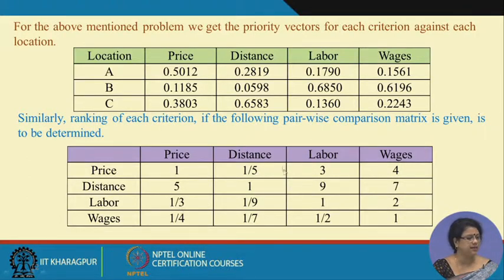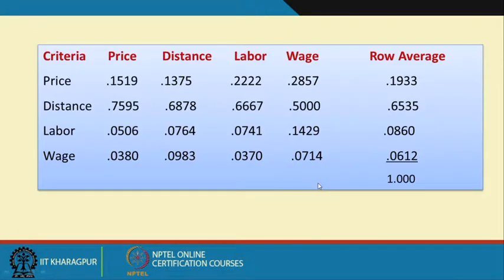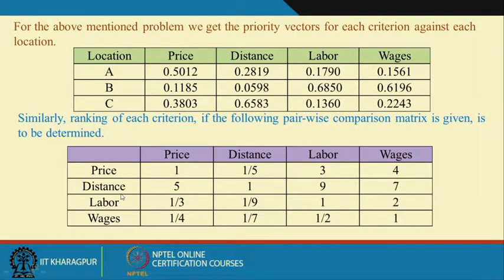That means, between distance and labor, distance is strongly preferred over the quality of labor that has been given, okay? Strongly preferred. Similarly, distance is less strongly preferred than the wages, all right. In this way we can have the matrix like this. Here also you could understand, as we have done for price, distance, labor and wage, we can do again here the priority vector for all criteria, that is also quite possible.